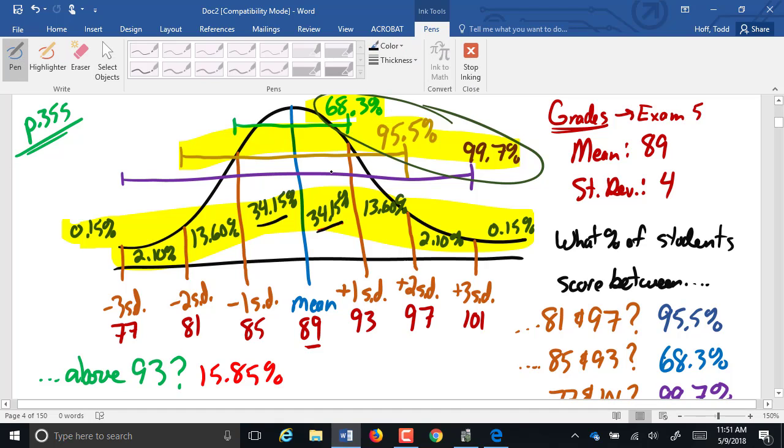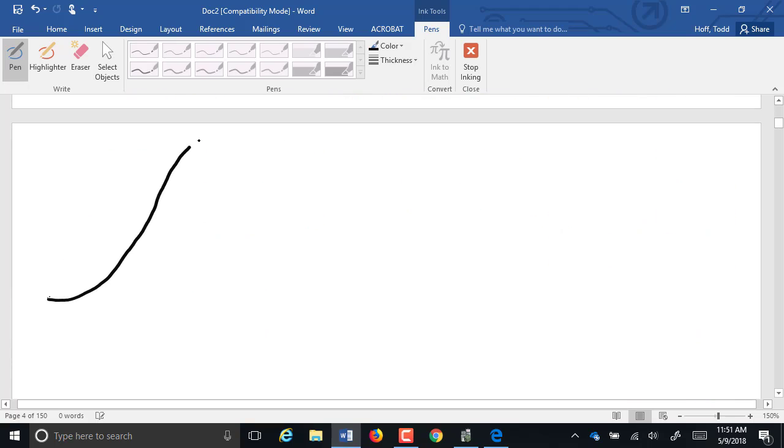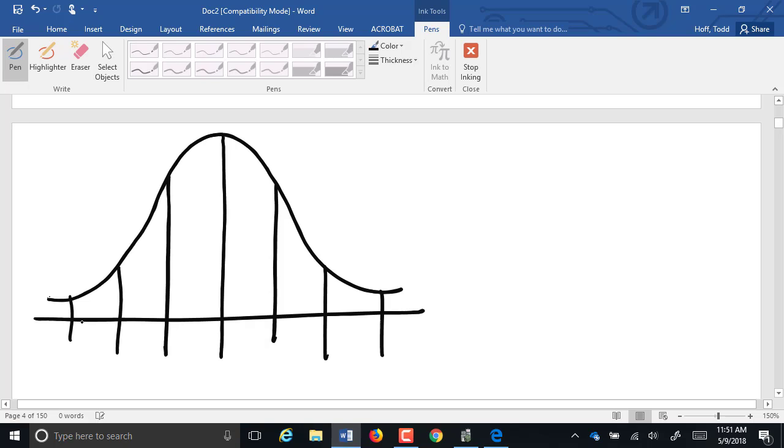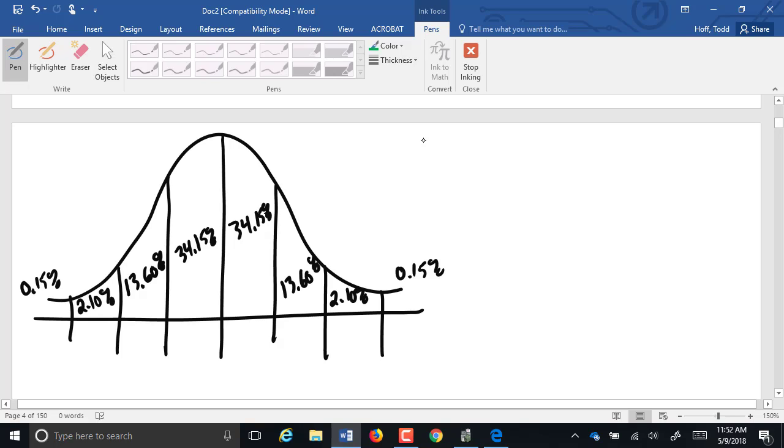So I'm going to start out just by drawing a bell curve and putting those percents in it. So this is 34.15, 13.6, 13.6, 2.1, 2.1, and 0.15. Let's say that you are offered a job and you are offered $16.10 per hour. And you want to know if that's a good job offer.